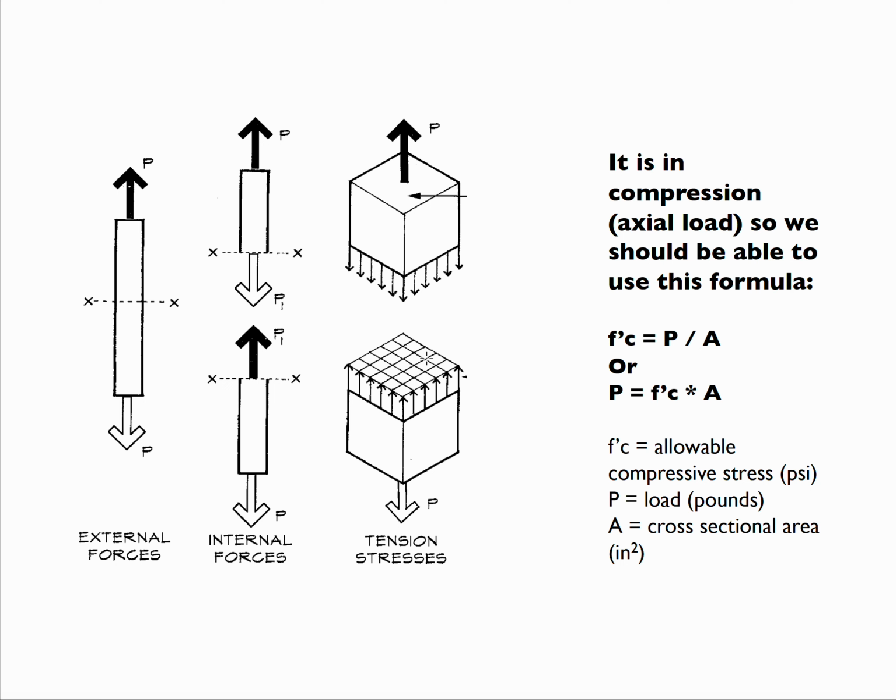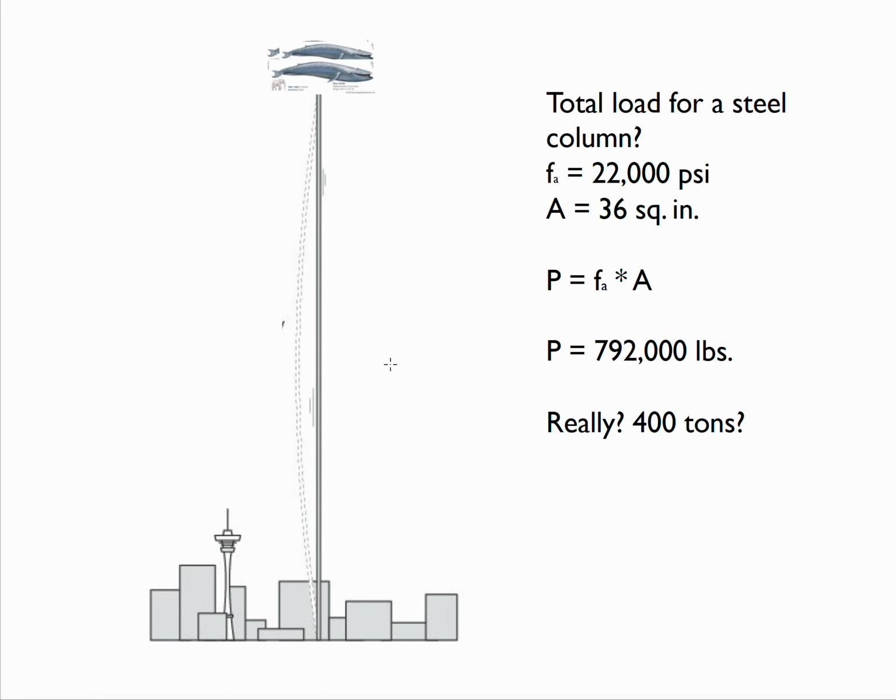And what to recognize here is, of course, it's spread across the entire cross section. So we apply this, and we'd say that the fact that it's a mile high is irrelevant. That in fact, if we know that steel is 22,000 psi, that the cross-sectional area is 36, we could put almost 800,000 pounds on top of it. And of course, we know that that doesn't seem right.